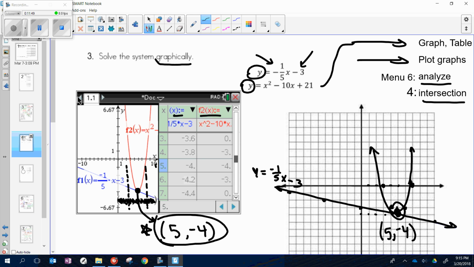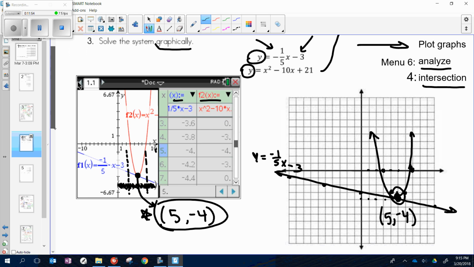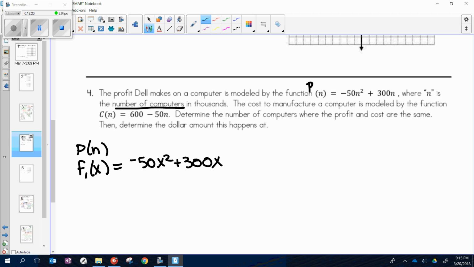Then on to question number 4. Oh shoot, where is it? Down at the bottom of the page. There it is. So the profit Dell makes on a computer is modeled by this function. I'm going to call this function P of n. We left out the P there. So P of n, I'm going to rewrite as f of x, because when I go to my calculator, it's going to be like f1 of x, -50x² plus 300x, where n is the number of computers in thousands.